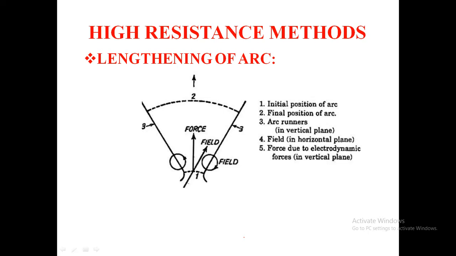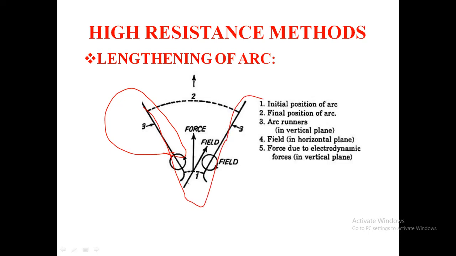Here the representation is given: initial position, final position, field in horizontal and force in vertical plane. In this lengthening of arc, the method is to increase the arc length by using the arc runner. Using this number 3, I am going to increase the length of the arc, which is like a blade of conducting material. These arc runners are connected to the arc contact, and they are in the shape of a V.